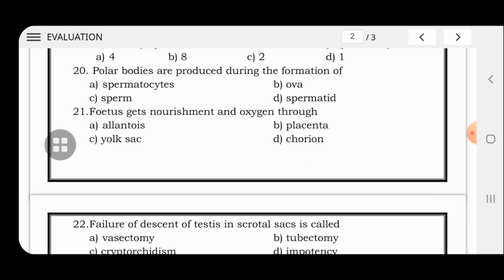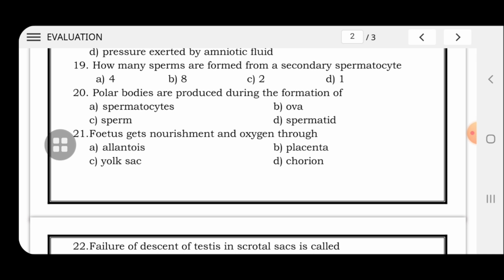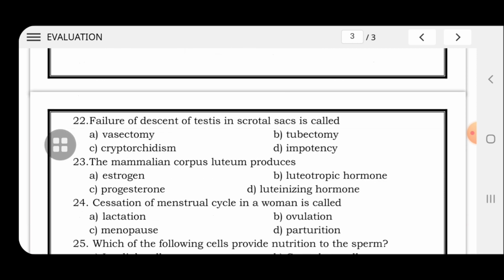The next question: the fetus gets nourishment and oxygen through. There are four options given: allantois, yolk sac, placenta, and chorion. Allantois, what is the function of allantois? Generally, it does the excretion function. Yolk sac stores food material, and chorion is the outermost layer of the embryo. Here placenta is the correct answer. It is formed by the fusion of chorion and tissue of the uterus. So the baby gets food and also oxygen only through the placenta.